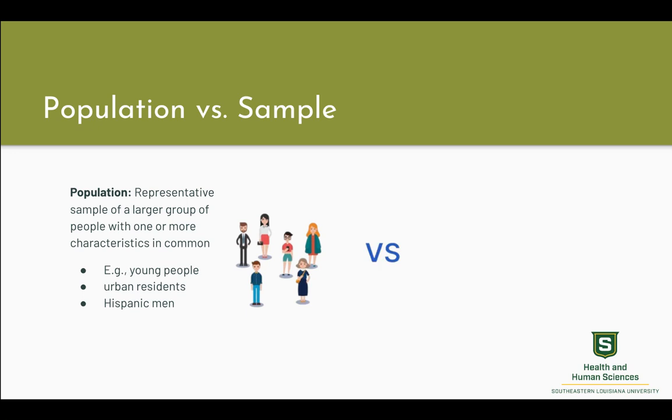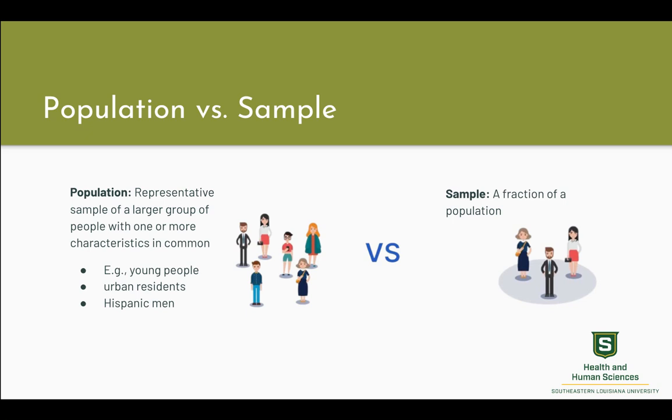Now, population versus sample. With a sample, what we're doing is taking a fraction of the population. So for example, say you are a researcher and you are interested in researching Hispanic men, and let's say Hispanic men that live in Hammond. This is probably going to be 5,000 or 50,000 Hispanic men that live in Hammond, and you want to do research on them.